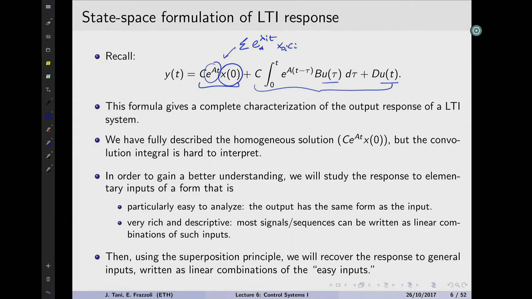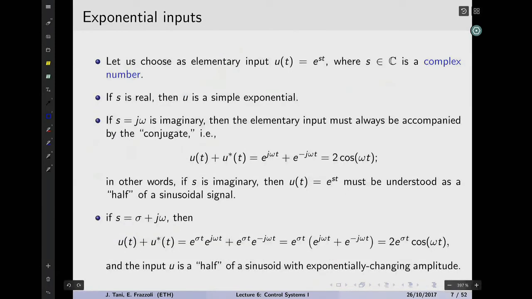So that's where we started last time, and we said, look, the simple term, so to speak, is U e^(st), where s is, in general, a complex number. So s is something like sigma plus j omega, right? So j is, of course, the imaginary unit.